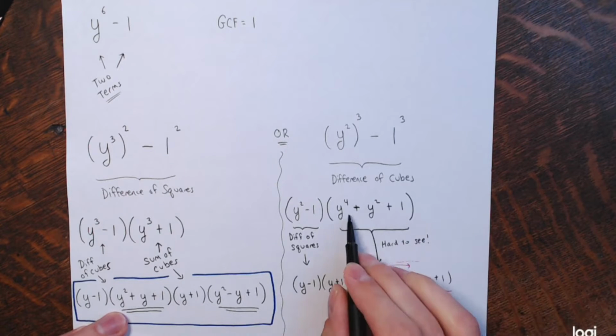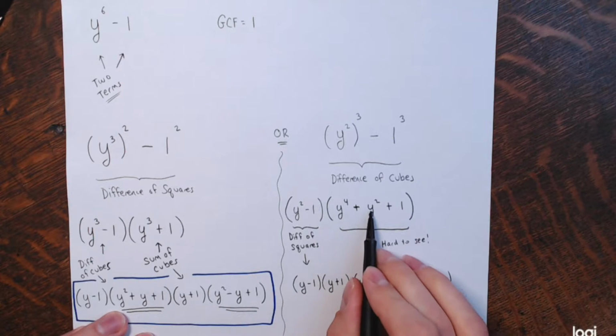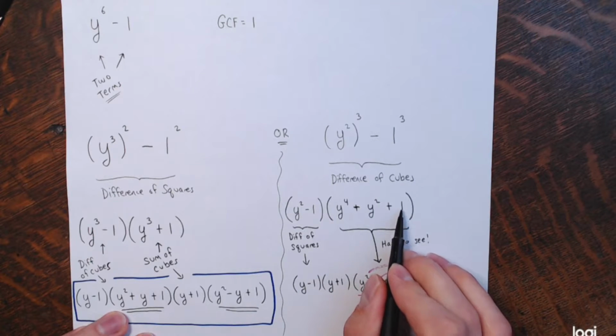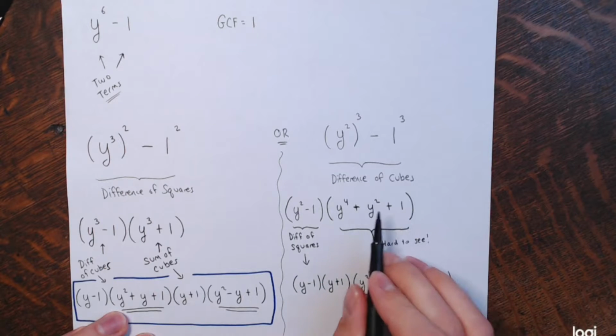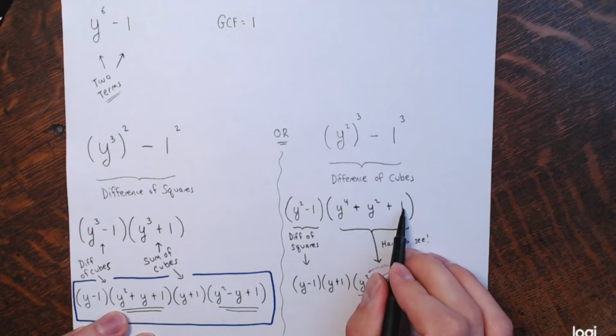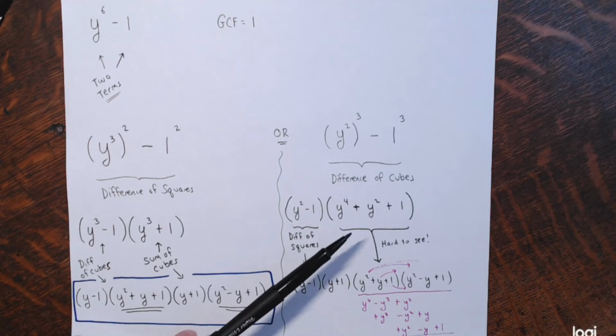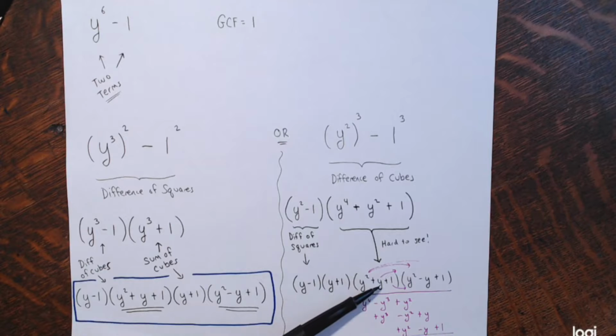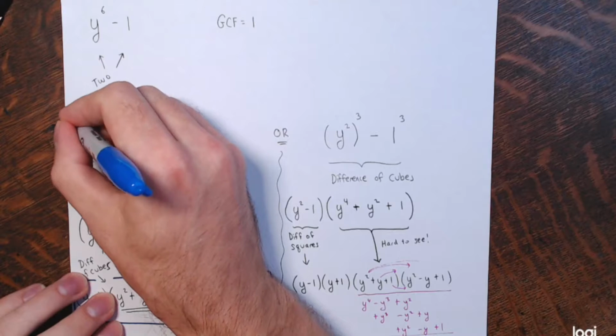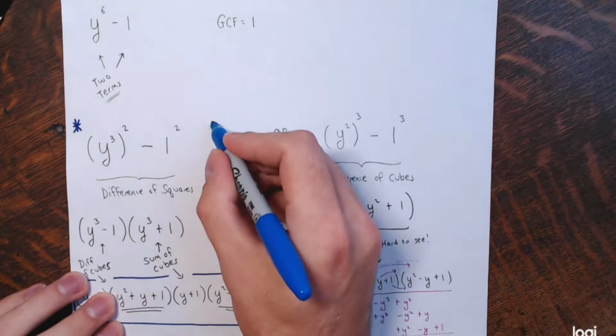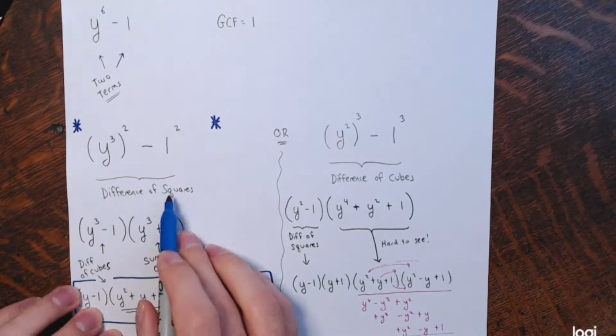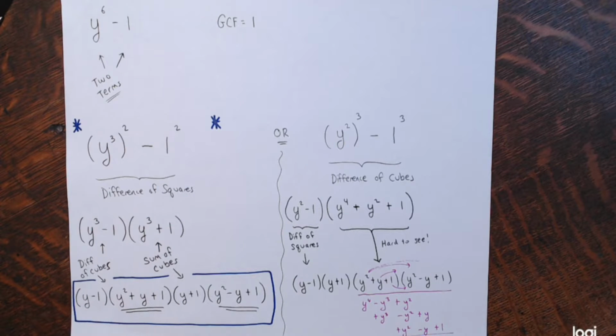This is a trinomial, sure. Y to the 4th plus y squared plus 1, it's a trinomial. But if you tried factoring it by the AC method, 1 times 1 is 1, there are no factors of 1 that add up to 1, so you couldn't factor that by the AC method. So I'd be hard-pressed to find a way to factor it that way. So this looks like the better way, because when I started looking at it as a difference of squares, I ended up being able to factor completely without any difficult polynomials showing up.